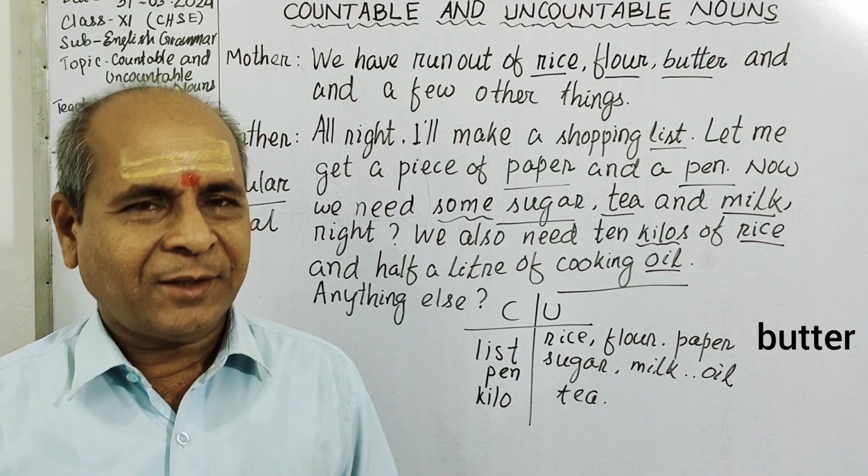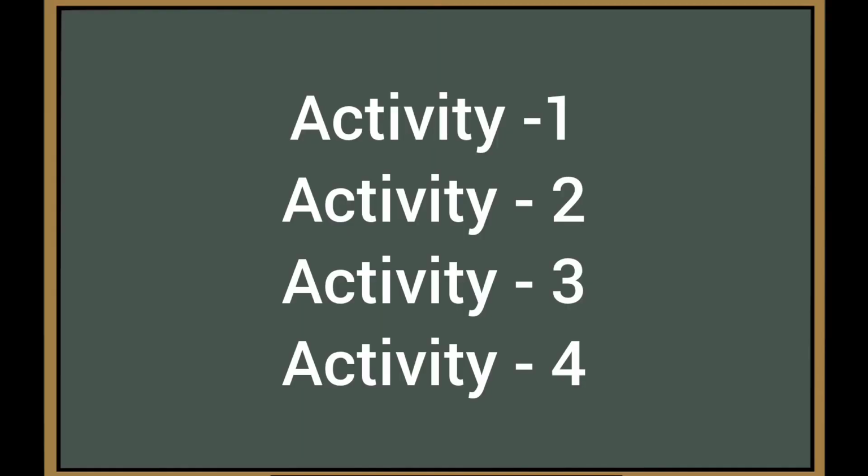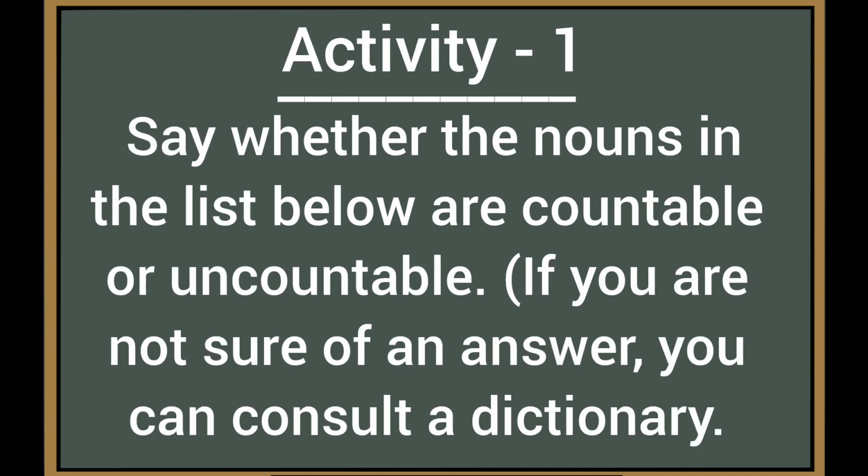Yes, come, let's discuss them. Now students, we are going to answer some of the activities. We will answer activity 1, 2, 3 and 4. First, activity 1. Say whether the nouns in the list below are countable or uncountable. If you are not sure of an answer, you can consult a dictionary.